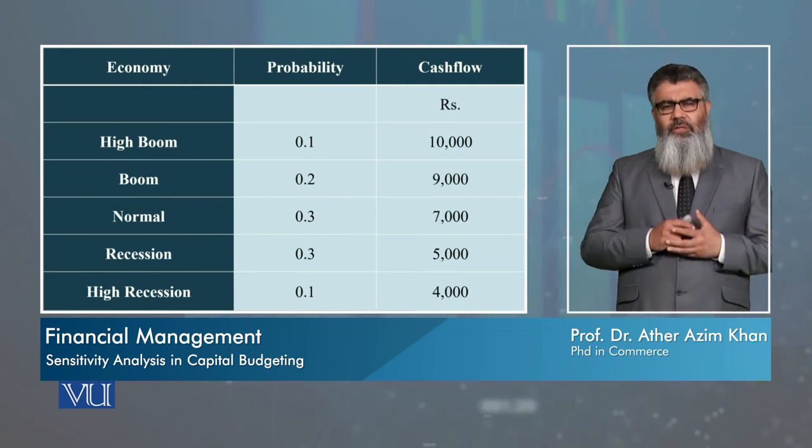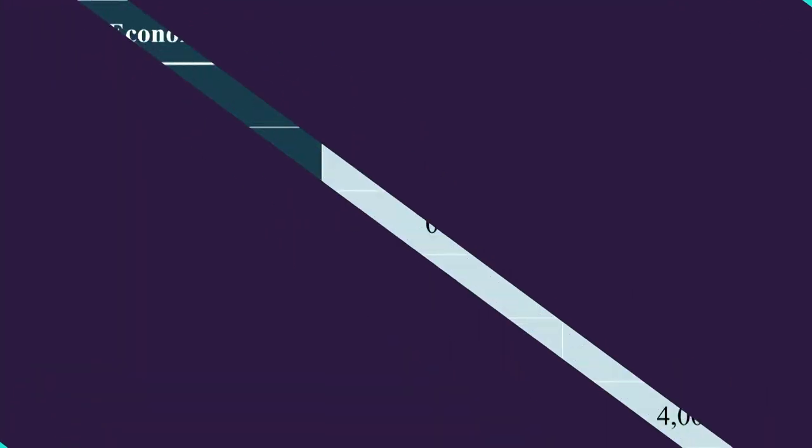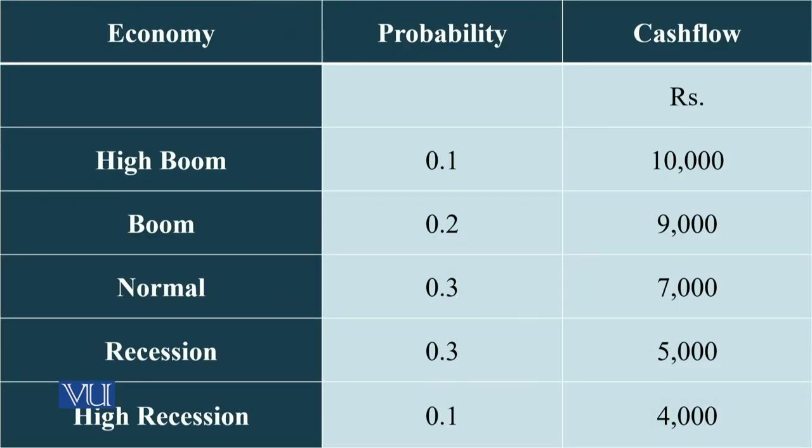Agar hum is spreadsheet ko, is slide ko dekhte hain, to hame nazar aata hai ki hamare paas agar 5 states of economy ho, yani high boom, economy bahut achhi hai, businesses bahut achhe ja rahe hain, aur agar economy achhi hai yani boom par hai, aur economy normal hai yani ki iske andar koi bahut unusual high activity nazar nahi aa rahi, ya economy kuch recession mein gayi hai ya economy bahut zyada recession mein gayi hai, to ye 5 states agar hamare paas ho to dusre step par hum ye dekhenge ki har state of economy ke hone ke kya chances hain.